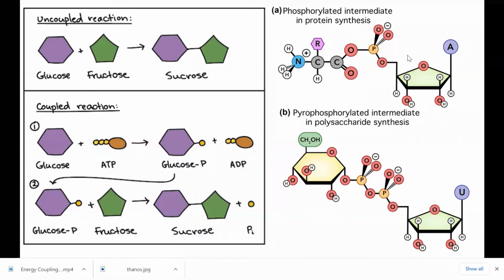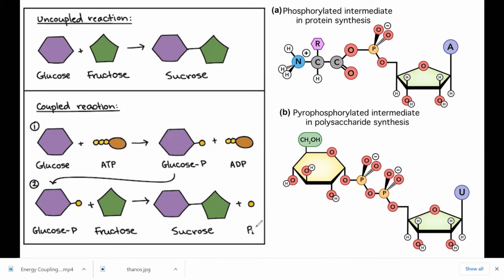So to sum up, I would like to look at a couple of more specific examples. On the left here, you see an uncoupled reaction: glucose plus fructose yields sucrose. This would be representative of our endergonic reaction that requires a coupling. Down on the bottom, you'll see the coupled reaction: glucose plus ATP is going to yield glucose bonded to a phosphoryl group plus ADP. So that step is when the ATP hydrolysis takes place. Then down here in step 2, we have that glucose phosphate molecule plus fructose yielding sucrose and that lone phosphate.